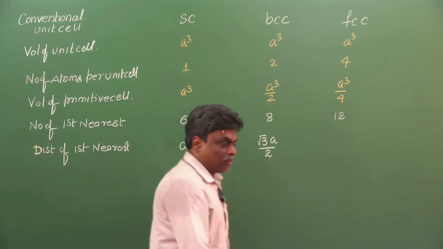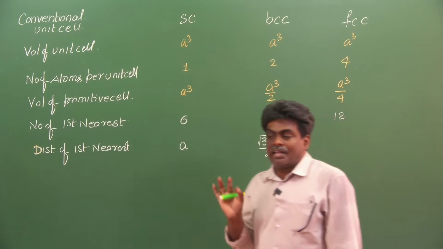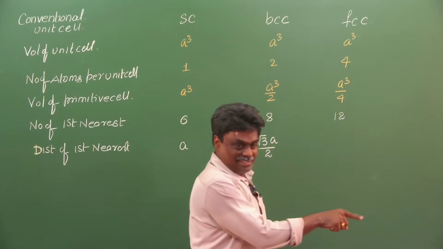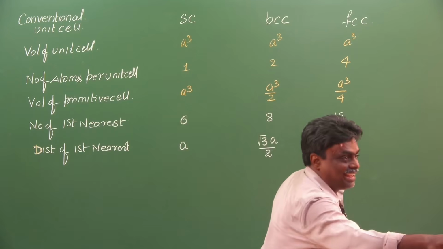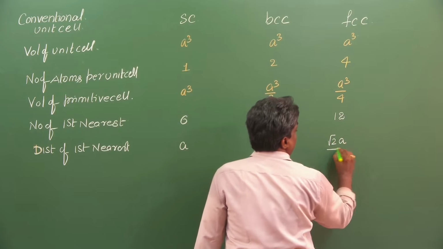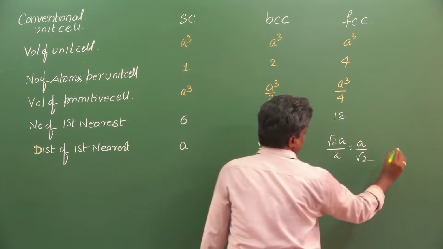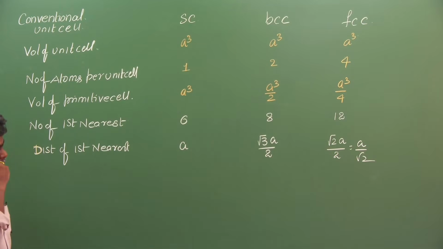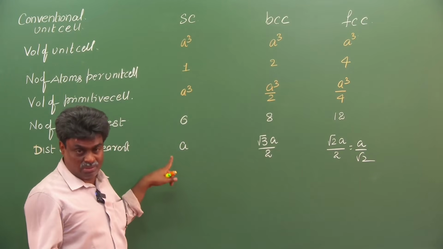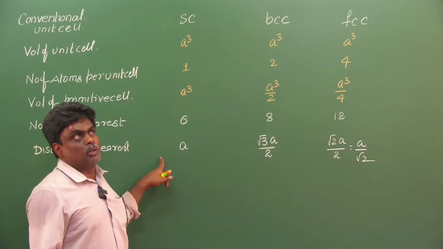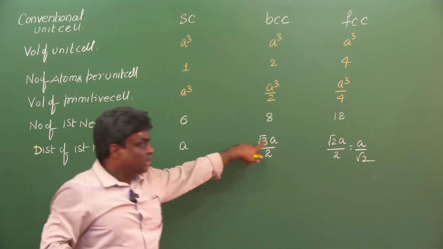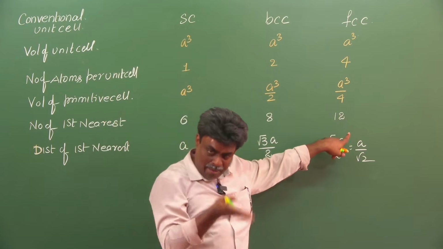Next FCC. Go to face diagonal. Face diagonal length how much? Root 2A. So face diagonal length is root 2A by 2. Clear? So please remember like that. First nearest neighbors, 6, 8, 12, but the distances are also sometimes required for set exams. So simple cubic A. BCC, body diagonal root 3A by 2. Next, face diagonal root 2A by 2.